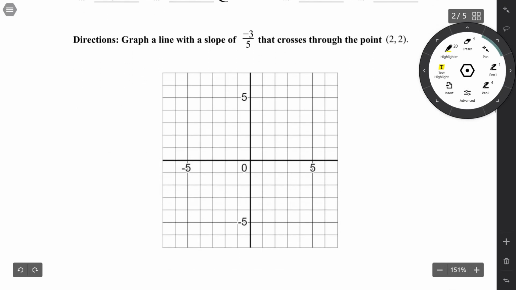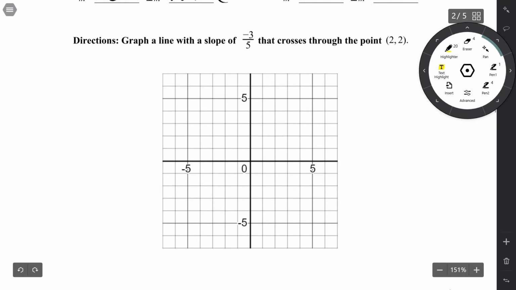All right, let's see. Graph a line with the slope of negative 3 over 5 that crosses through the point 2, 2. First thing I'm going to do is find my point, 2, 2. And the next step would be finding out that slope. A negative slope is going to be pointed in this general direction. I like keeping that in my head as I'm graphing these out so I know that I'm doing it right. First thing would be change of y. So we'd go down 1, 2, 3. Then we go over 5. 1, 2, 3, 4, 5.